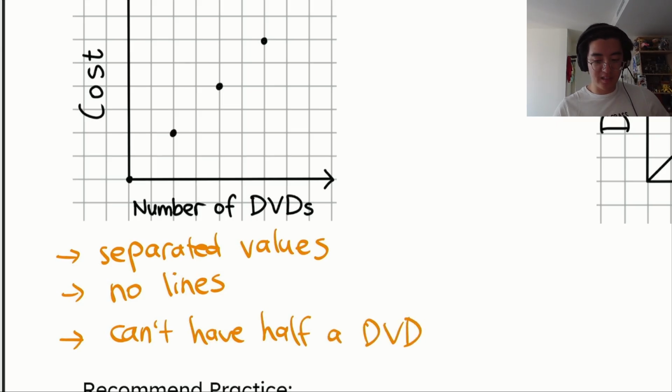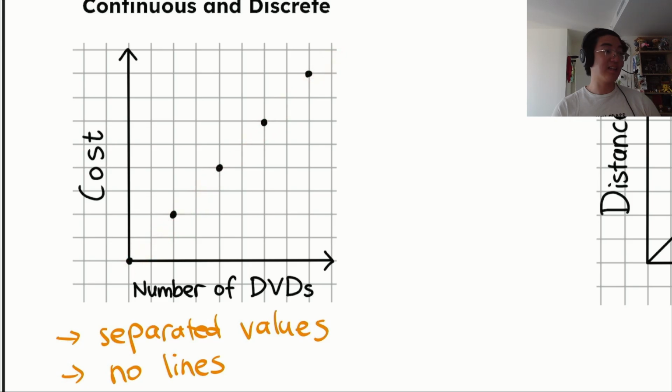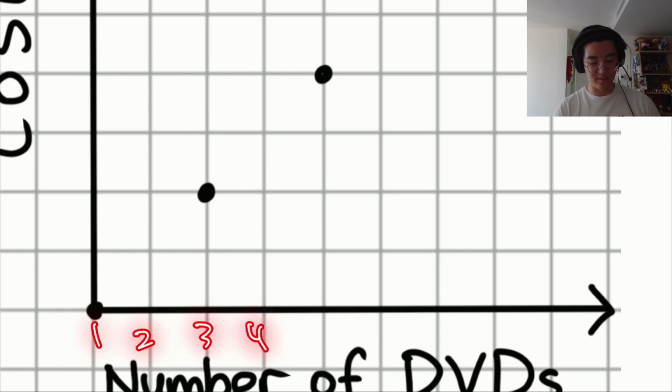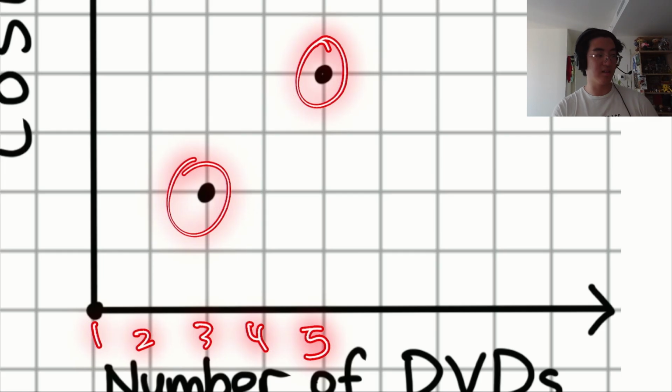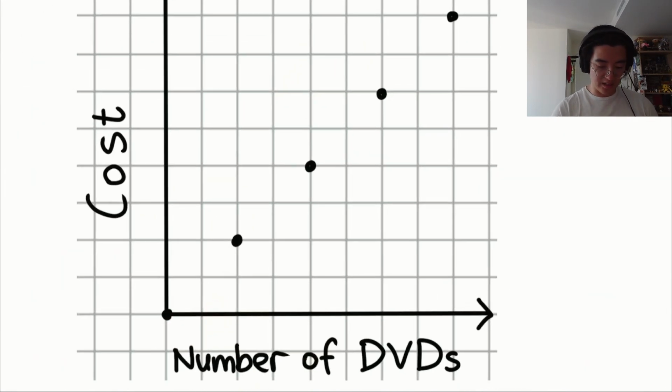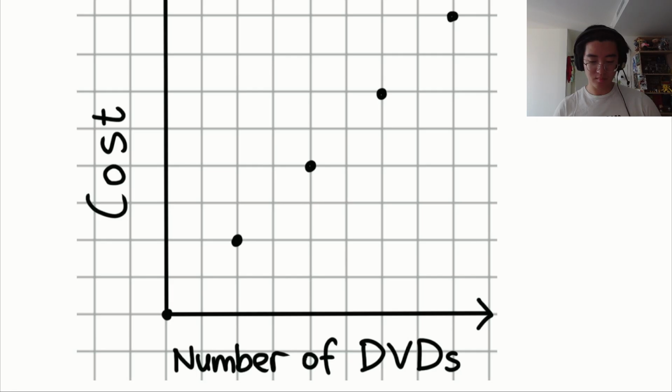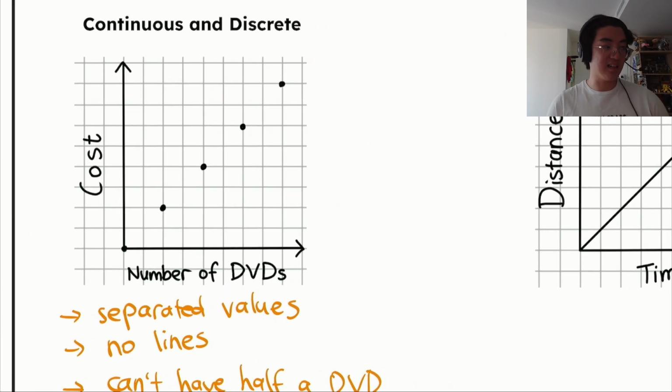Because if we do a line, then that means every single number inside the line counts. So we have 1 here, and then 2 here, and then 3 here. Or 1, 2, 3, 4, 5. We have 3 DVDs, 5 DVDs, and so on. But what about here? If we have a line, then that means this point here, for example, also is inside this graph. This is 1.5. And we cannot have 1.5 DVDs. So, depending on the context, if it's not something that we can just split up infinitely, then we have to make sure to not connect the line.